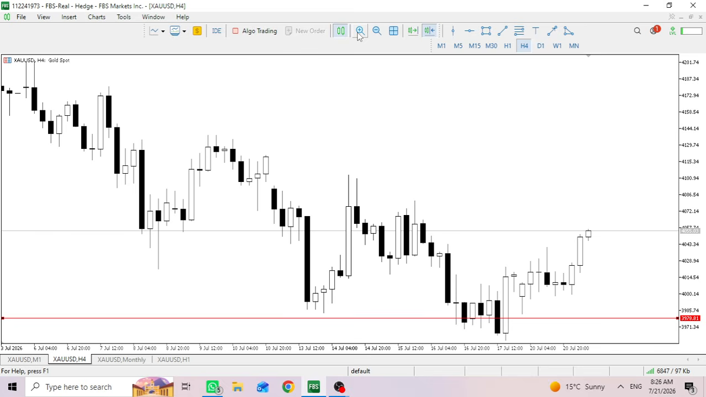So, this is my chart, and what you are seeing there are candles.